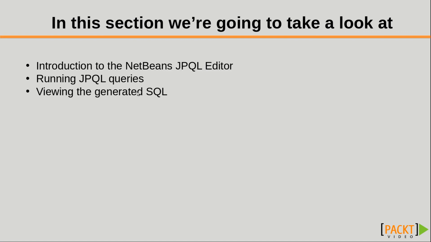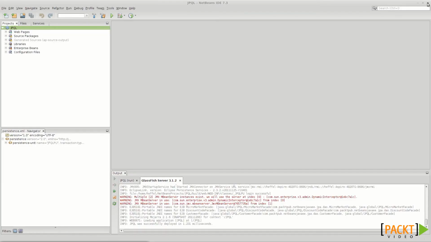And another nice feature is that we can view the generated SQL. The way JPA works is it turns both JPQL or the JPA API into SQL behind the scenes, and that's what the database understands. So the editor allows us to view that generated SQL.